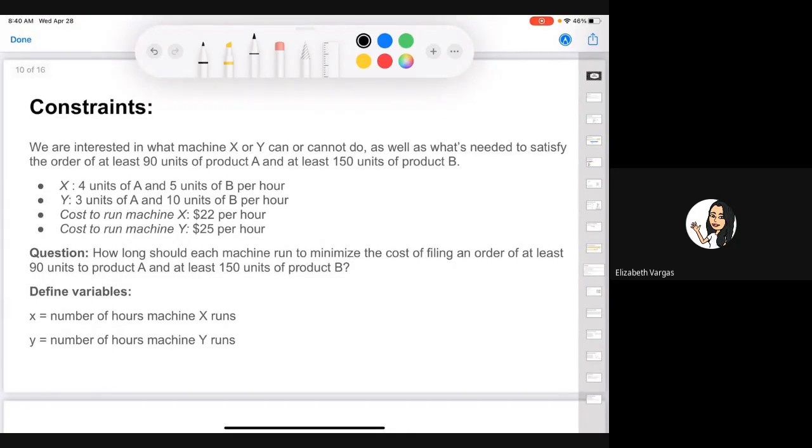So here's just a condensed version of everything we looked at. Machine X, what it creates, machine Y, what it creates, the cost of machine X and the cost of machine Y. So that's everything just kind of condensed for us to see it. And what question are we looking for? We're looking for how long should each machine run to minimize the cost of filling an order of at least 90 units of product A, and at least 150 units of product B.